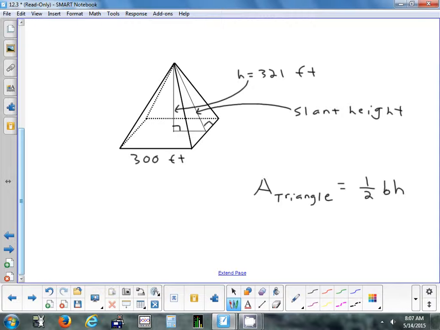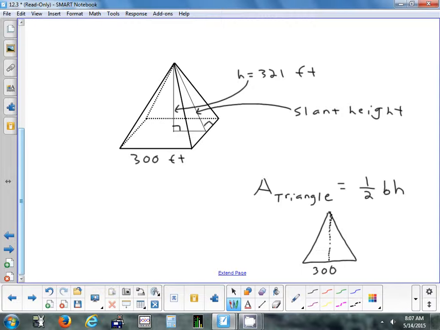Let's draw one of the sides of this pyramid separately. What side do I know there? 300 feet. Yep, that's the base, so I know that. Do I know the height, like right here? That's the height that I need. Do I have that? Yes. So this height is given to me in the problem.